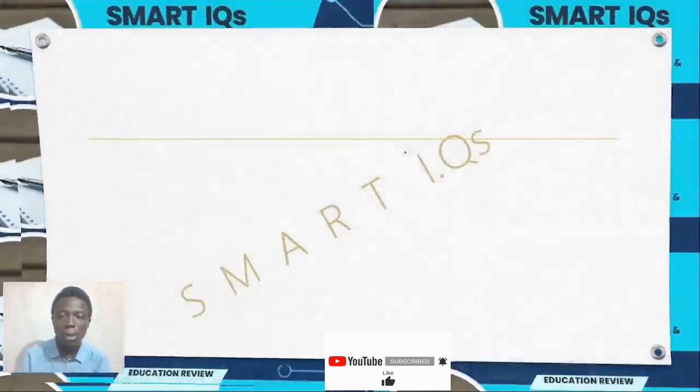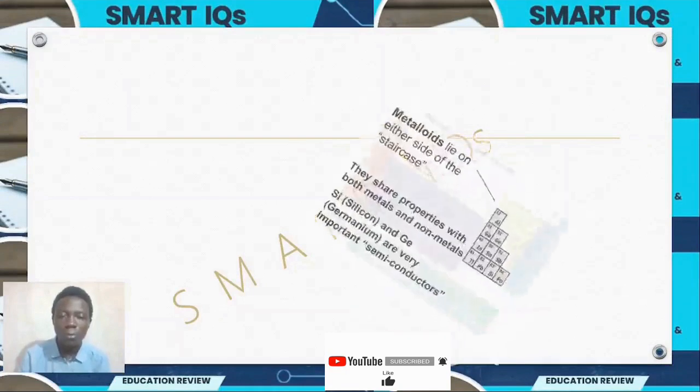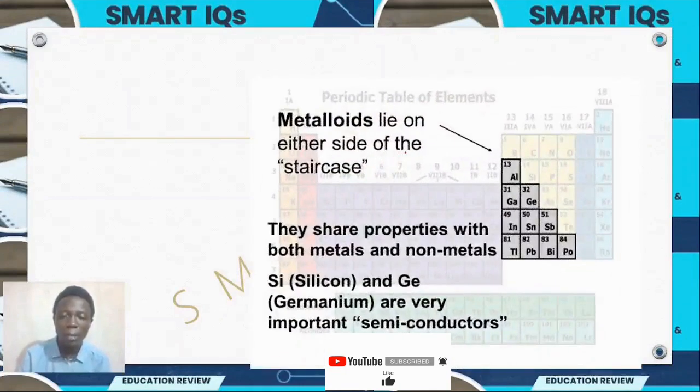Okay, good. So let's move straight to the metalloids. As you can see, the metalloids lie on either side of the staircase. We have aluminium, germanium, silicon and the rest, indium. They share properties with both metals and non-metals, and that's why we call them metalloids. Silicon and germanium are very important semiconductors. In semiconductor technology, we know what silicon is and we know what germanium is.